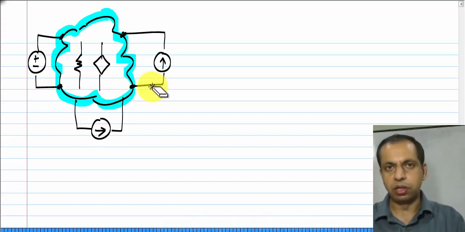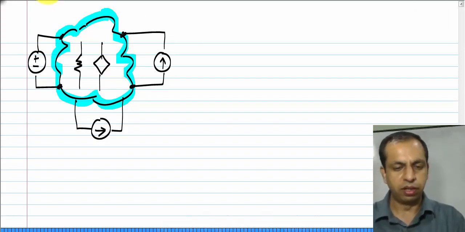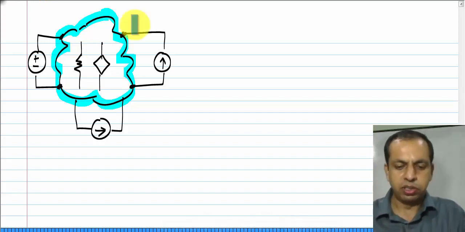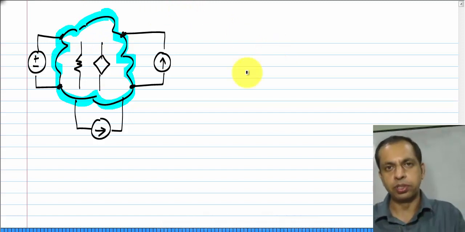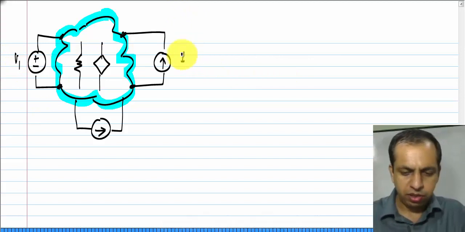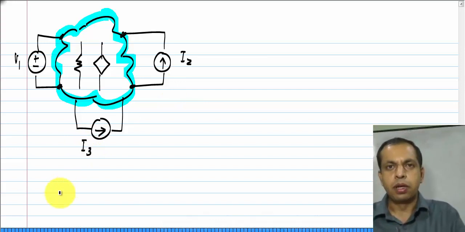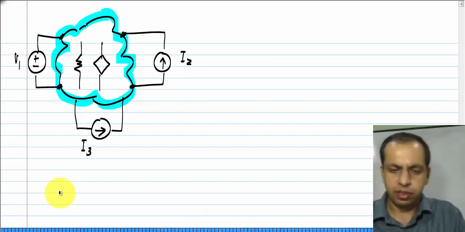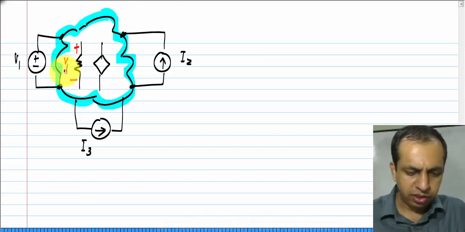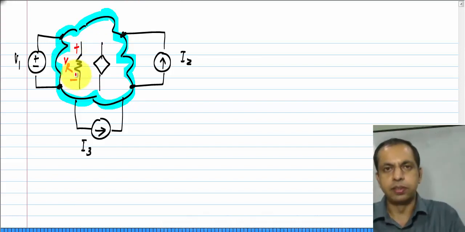Now, we know that these independent sources are not linear. Okay. We have discussed this earlier in the first unit, that the VI characteristics of these do not pass through the origin, they do not obey superposition, but what is inside this box? They are resistors and linear control sources. So, they are linear. Okay. And let me label these V1, I2, I3. Okay. Now, we have to be calculating for something in the circuit. So, I will highlight a particular voltage. So, let us say the voltage across this resistor. Okay.